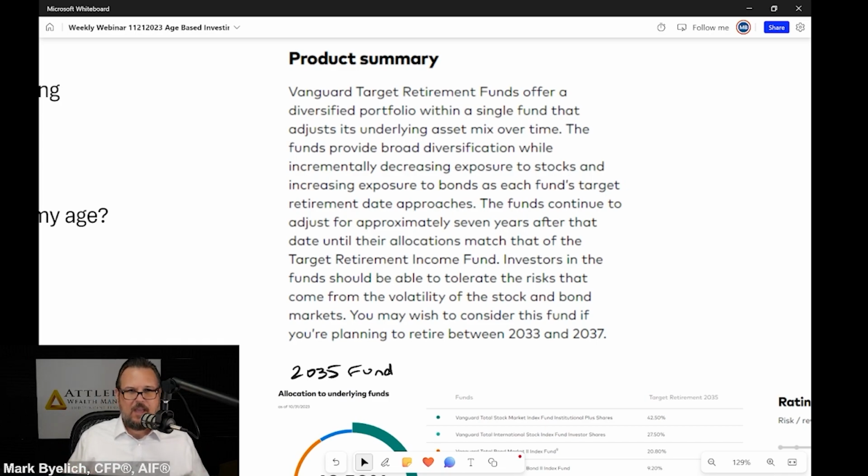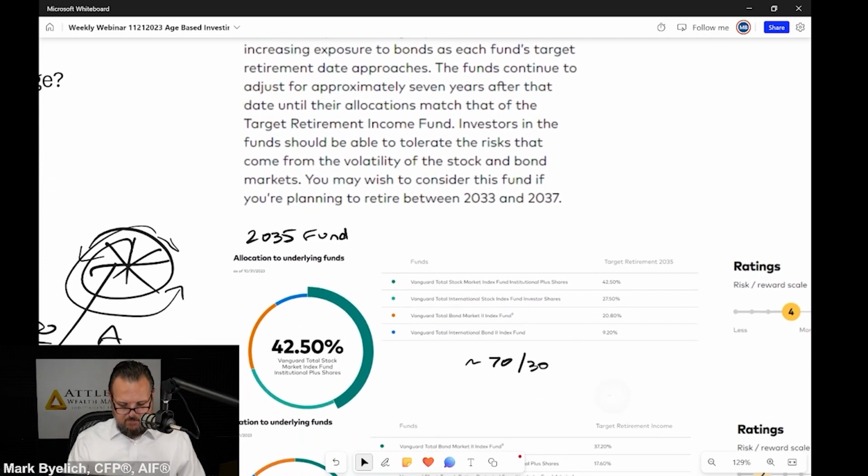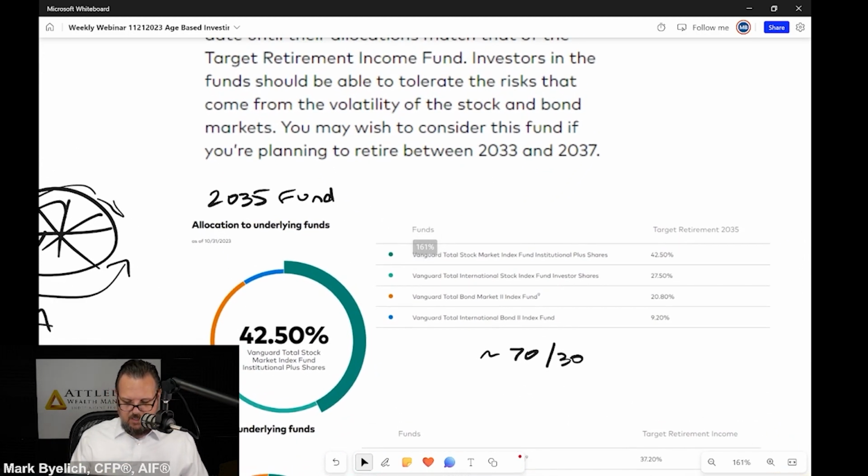I can't tell you how many people invest this way. They invest this way because it sounds good, because it sounds dynamic, it makes sense, and it's easy. You can just choose one fund, and this is all going to be done for you. So let's look at the makeup. So this is a 70% stock, 30% bond fund.